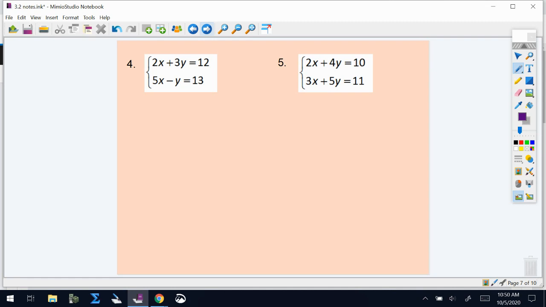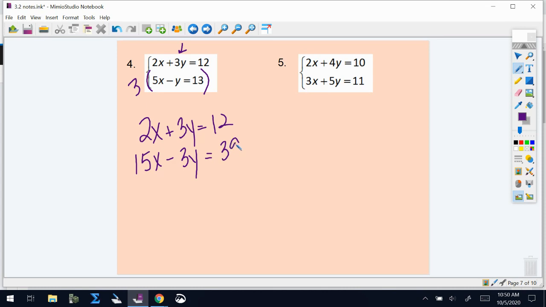So if you look at this one, and most of these can be done many different ways, I'm going to try to show you the way that's maybe the simplest or the most obvious. With this one, the best way to do this one is to multiply this entire second line by 3. The reason is when you multiply the y value by 3, 3 times negative y will be negative 3y, and then it will cancel this column. I'm not going to do anything to the top line. I'm just going to rewrite the top line so we have it here. But the bottom line, I need to multiply everything by 3. So when I do 3 times 5x, I get 15x. When I do 3 times negative y, I get negative 3y. That was the goal. When I do 3 times 13, I get 39.